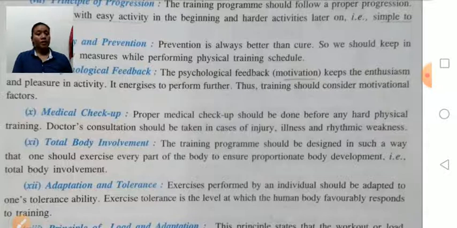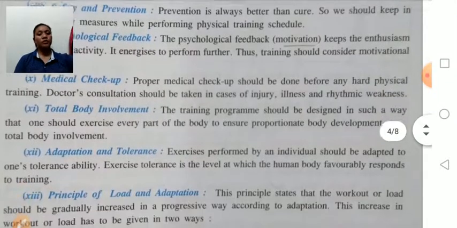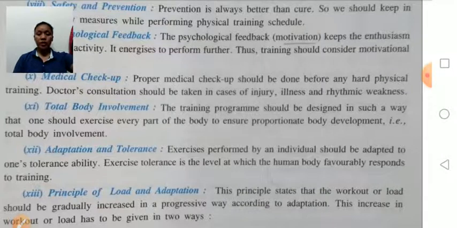Adaptations and tolerance. Exercise performed by an individual should be adapted to one's tolerance ability. Adaptations means the exercise should be according to his adaptation capacity. We should give the exercise according to their tolerance ability. Okay, exercise tolerance is the level at which the human body gives a favorable response to training. So the training should be according to the adaptations and tolerance ability of an individual.